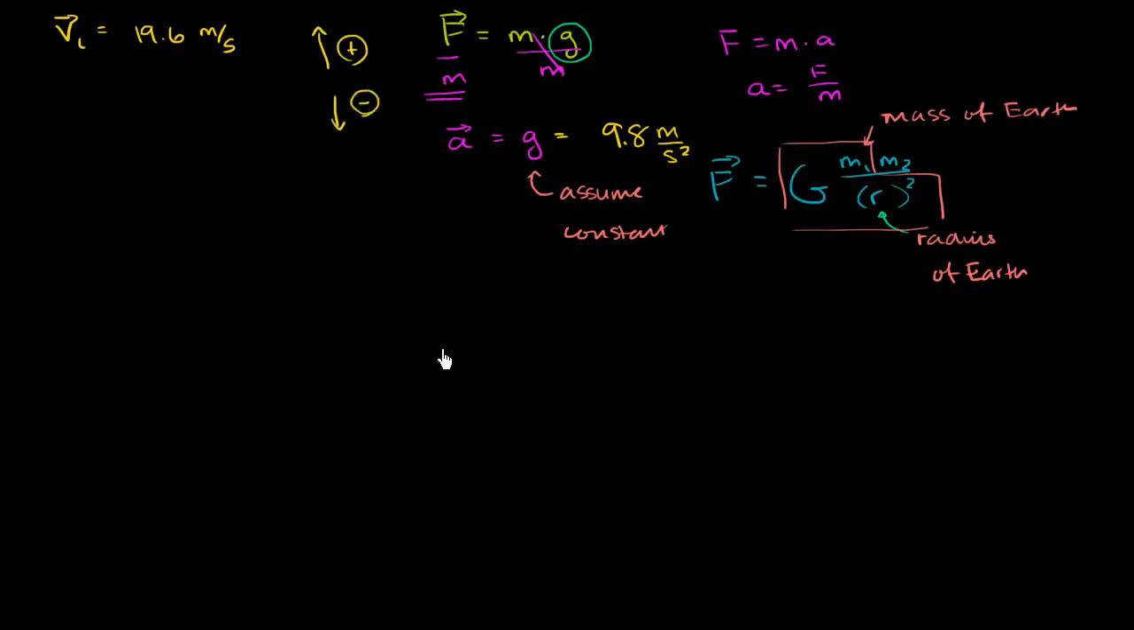Well, for an object that's in free fall, gravity would be accelerating it downwards, or the force of gravity is downwards. So little g right over here, if we want to give its direction, is negative 9.8 meters per second squared. So we have the acceleration due to gravity. The acceleration due to gravity is going to be negative 9.8 meters per second squared.